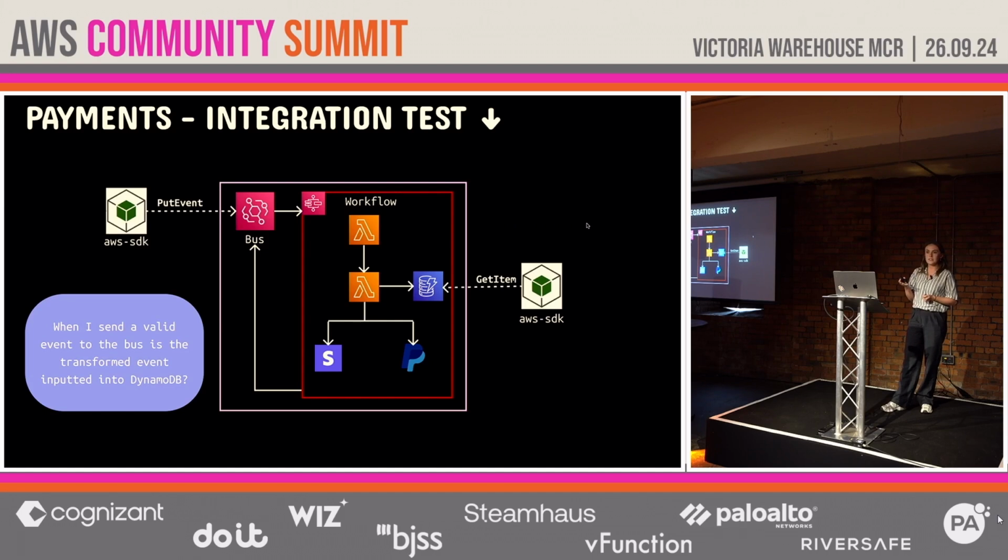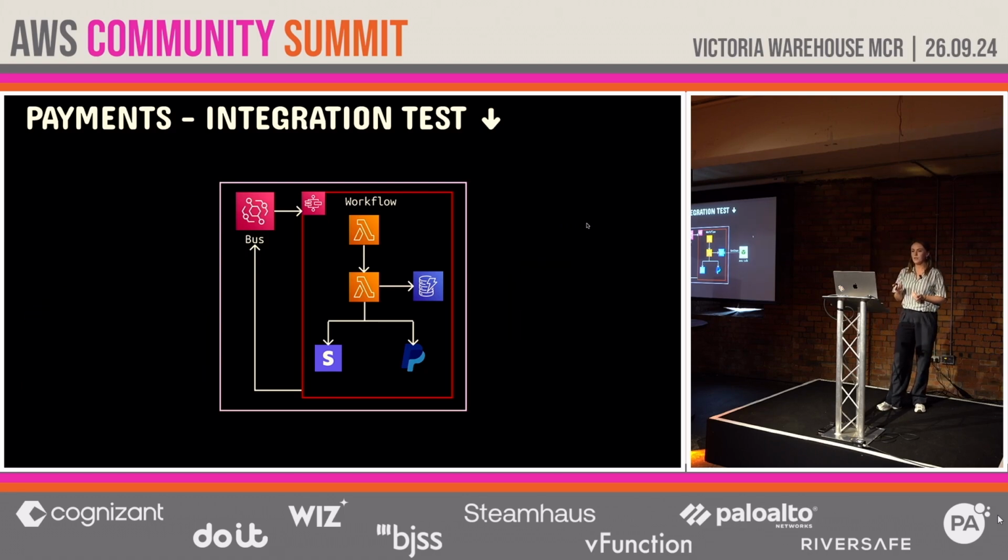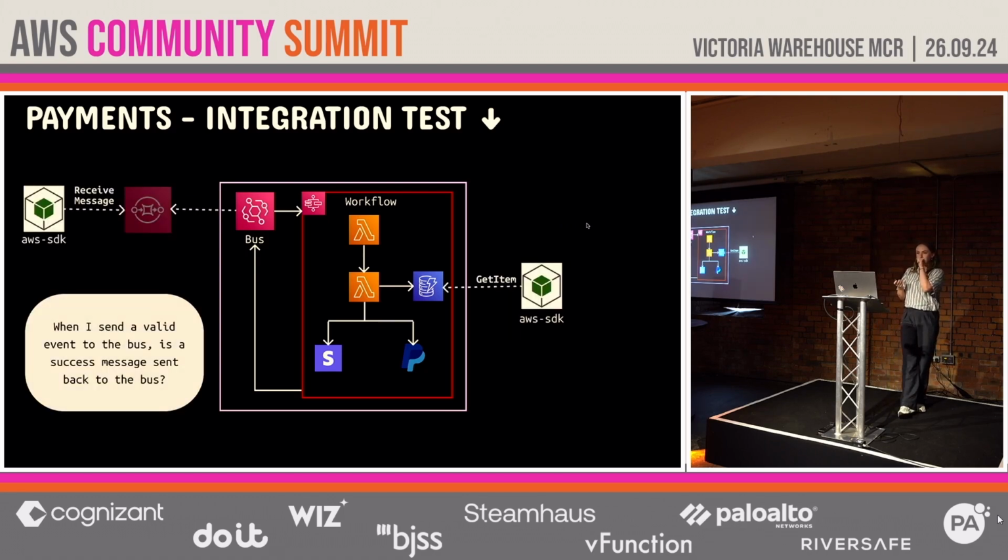So another integration test that we can do is to deploy the infrastructure, put an event onto the event bus in the correct format, and then check that the item arrived in DynamoDB so we can interrogate it that way. Another one we can do is, when I send a valid event to the event bus, do I end up with a message back on the event bus? Because in this architecture, it does a load of logic, and then it puts another event back on the event bus for the cart service to consume. So you can check on both ends, and you'll need to deploy an SQS queue in order to interrogate EventBridge.